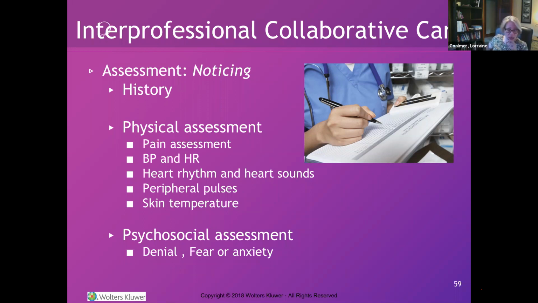Psychosocial assessment. I see a lot of denial, like people will wait to come in. They're like, nah, this really isn't chest pain. You know, I just have indigestion. And they don't want to really believe that they potentially could be having a heart attack. And then the fear or anxiety could be like, what's to come? Do I have to have open heart surgery? Am I going to have significant coronary artery disease? So a lot of psychosocial support is going to be important during this time as well.